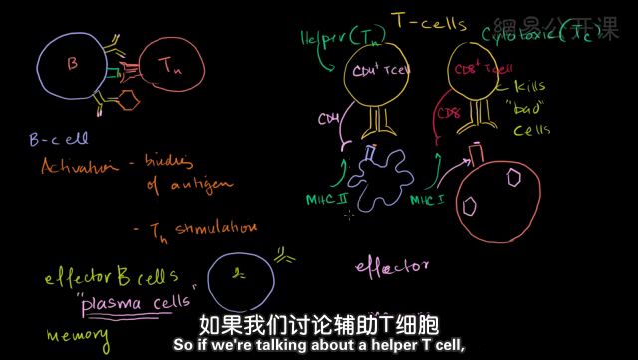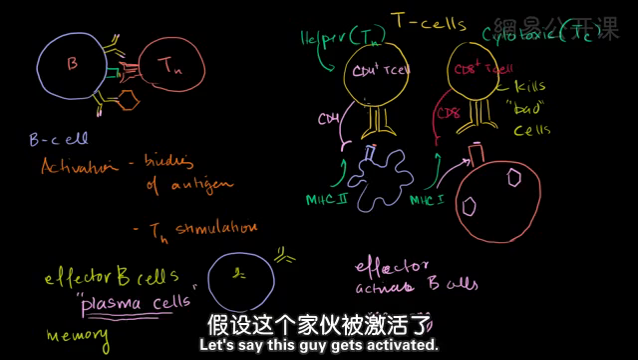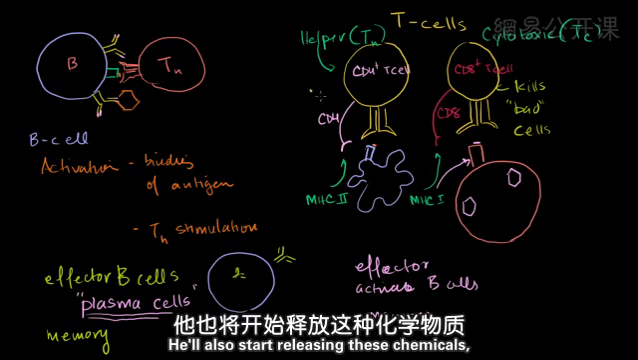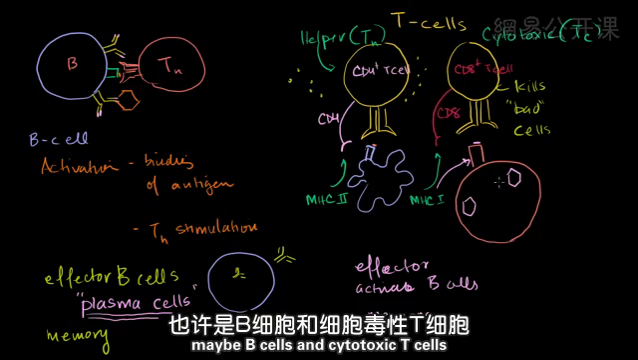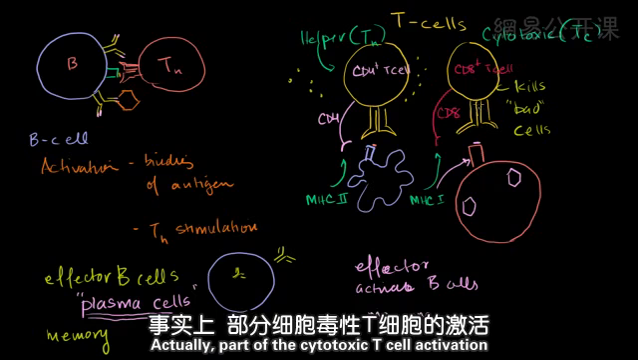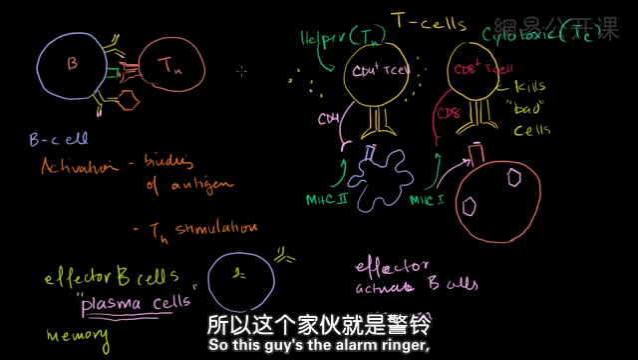So when we're talking about helper T cell, it can activate B cells. And it also releases cytokines. Let's say this guy gets activated, he'll also start releasing these chemicals, which are really those alarm bells that tell other people to really get in gear. Maybe B cells and cytotoxic T cells start proliferating more rigorously. Actually, part of the cytotoxic T cell activation can be assisted or given a boost by these cytokines, by these alarm bells. So this guy is the alarm ringer.